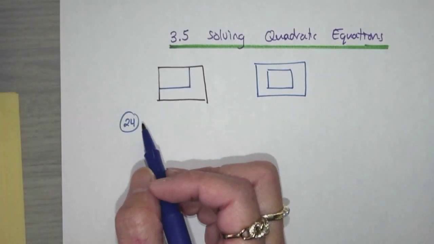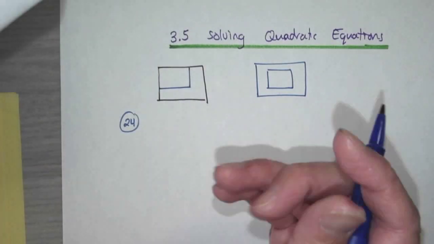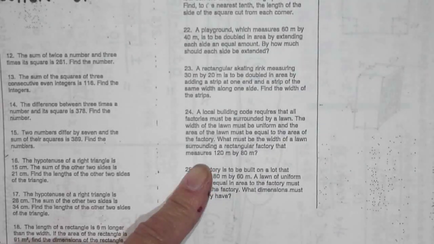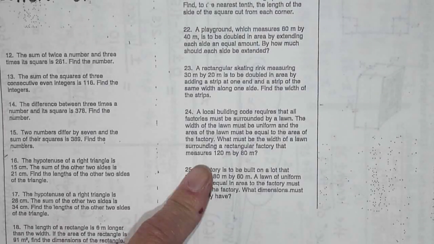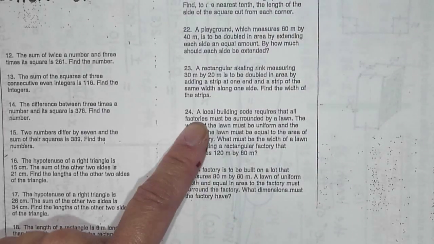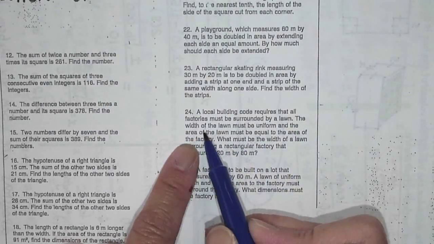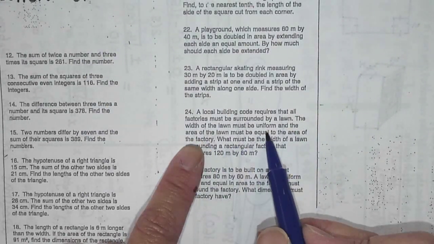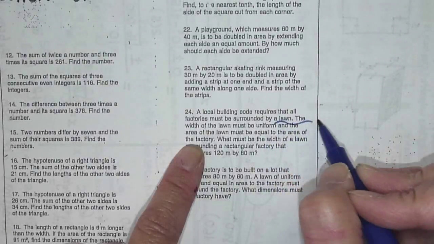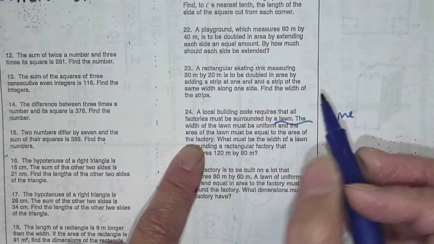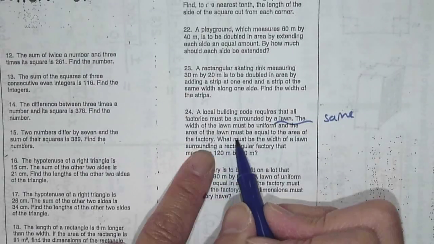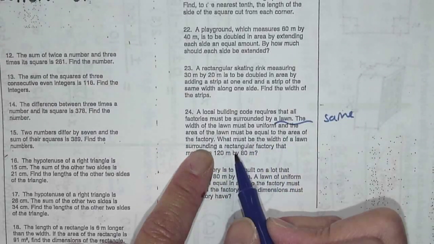Okay. So 24 we have here, a local building code. Let's read the question. I'll zoom in a bit more. Is that still fuzzy? Okay. The local building code requires that all factories must be surrounded by a lawn. The width of the lawn must be uniform. Uniform means the same around it. And the area of the lawn must be equal to the area of the factory.